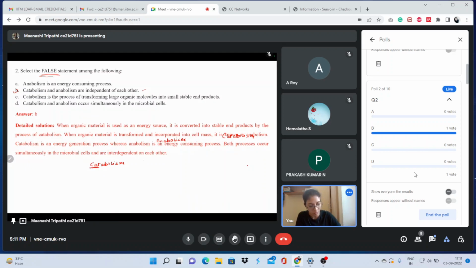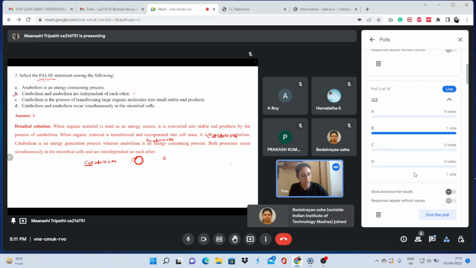So what happens in catabolism, large particles are broken down into small particles. That's what cat do. So what happens in catabolism? Large particles are broken down into small particles, and in this process energy is released.